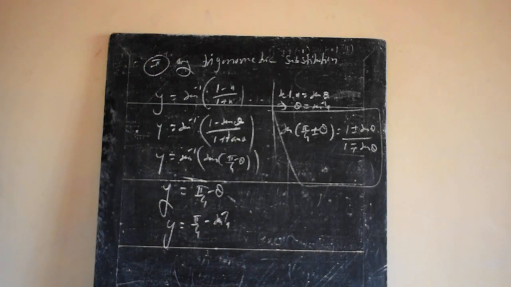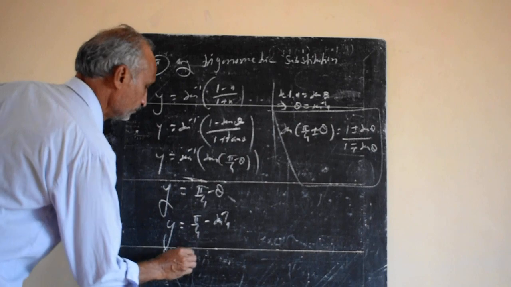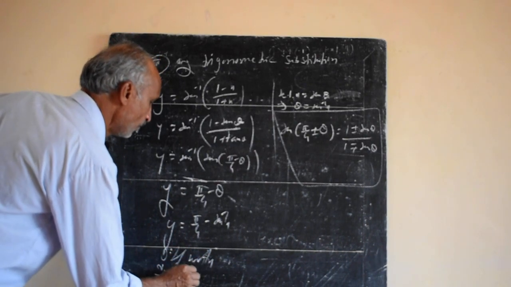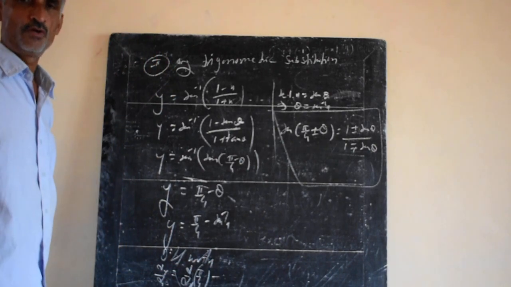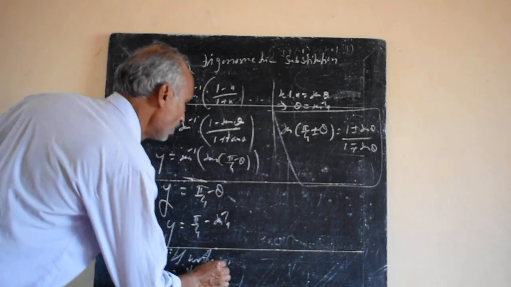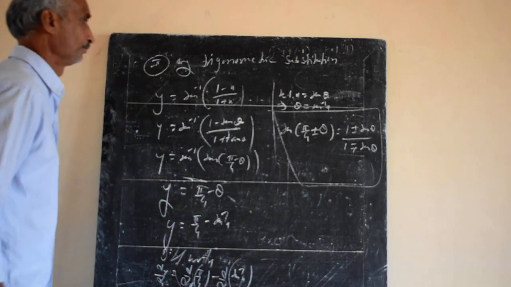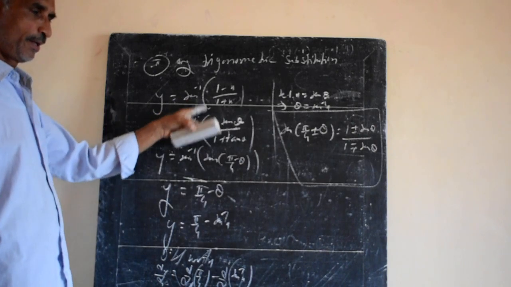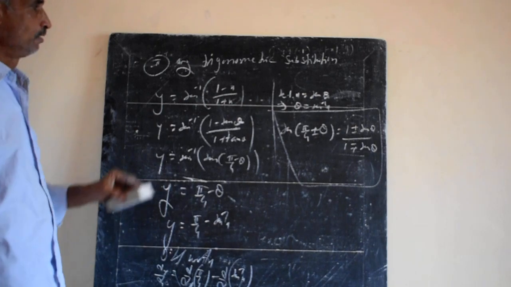Now differentiation. Differentiation is only a one step process. Differentiating with respect to x, dy by dx is equal to d by dx of pi by 4. Whenever plus or minus is there, we have to differentiate each and every term. Minus d by dx of tan inverse x. That's all. Even though it has consumed 4-5 steps, all steps are simple ones. At the same time, without writing also you can generate the answer.